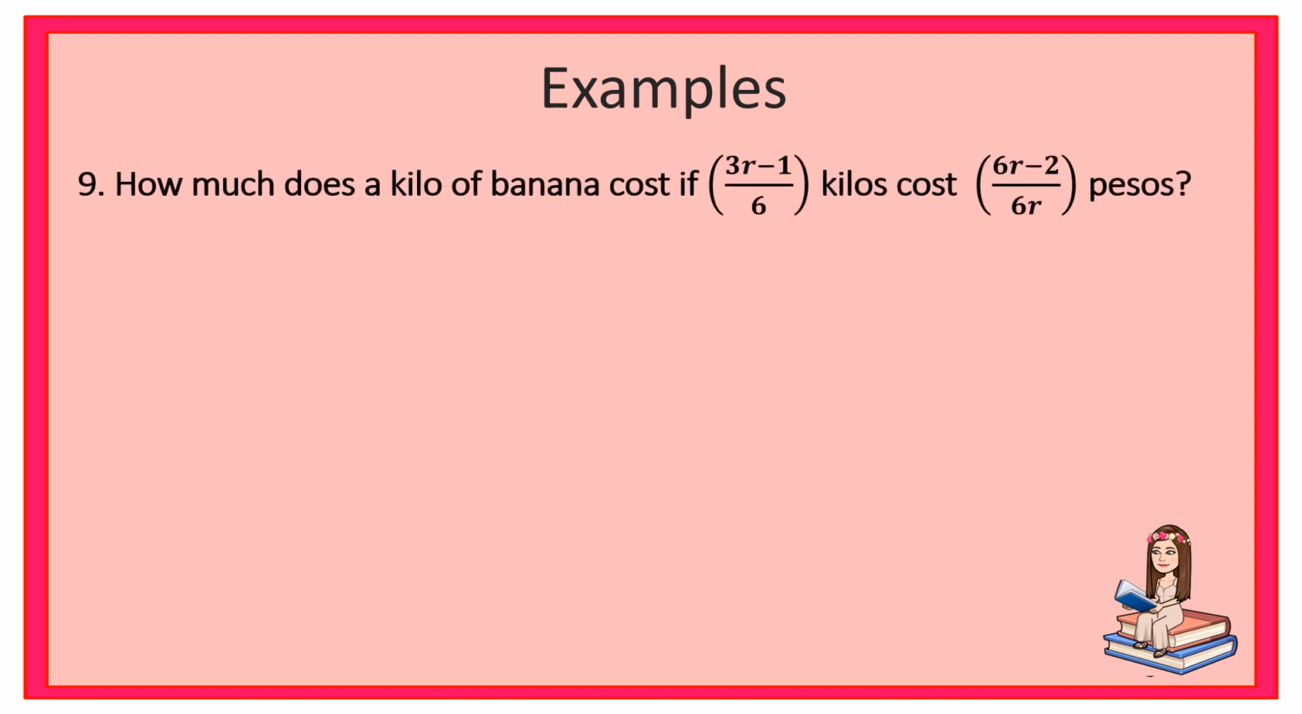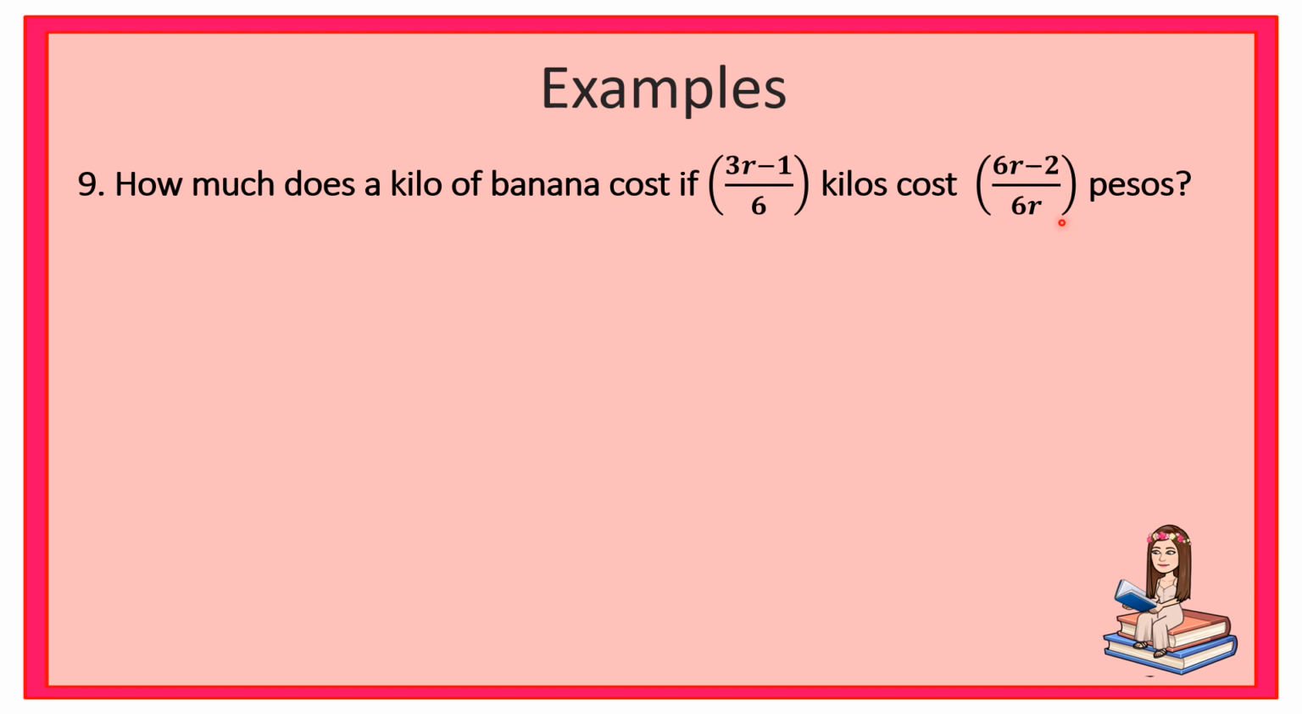Proceed with example 9. Listen carefully. Okay. How much does a kilo of banana cost if 3r minus 1 over 6 kilos costs 6r minus 2 over 6r pesos? Let us understand the problem. Mag-substitute muna tayo ng ibang given. Magkano daw ang isang kilo ng banana kung ang bilang ng kilo na ito ay nagkakalaga nito?